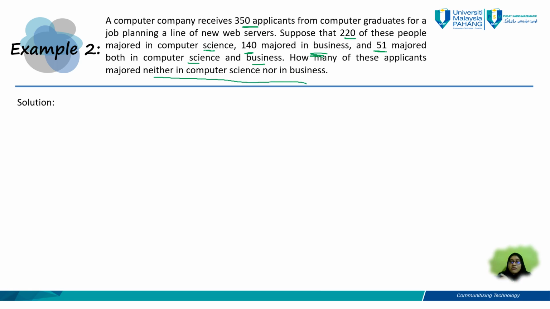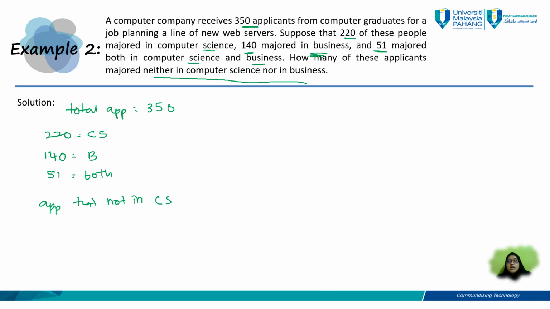Okay, so let's list down all the information that we have. The total applications is 350, where 220 majored in computer science, 140 majored in business, while 51 majored in both. So we are going to find the applications that are not in computer science and not in business.